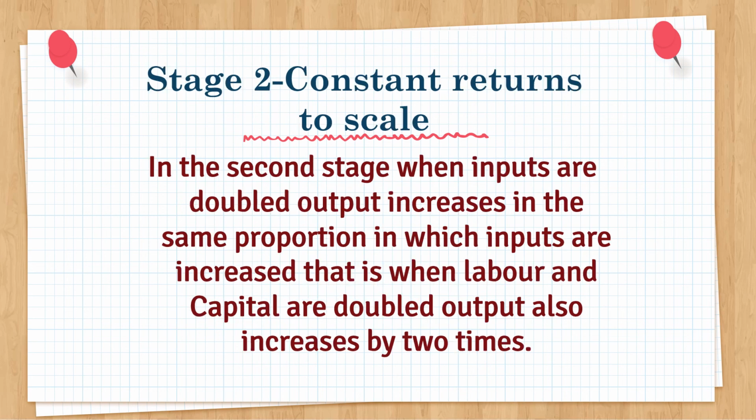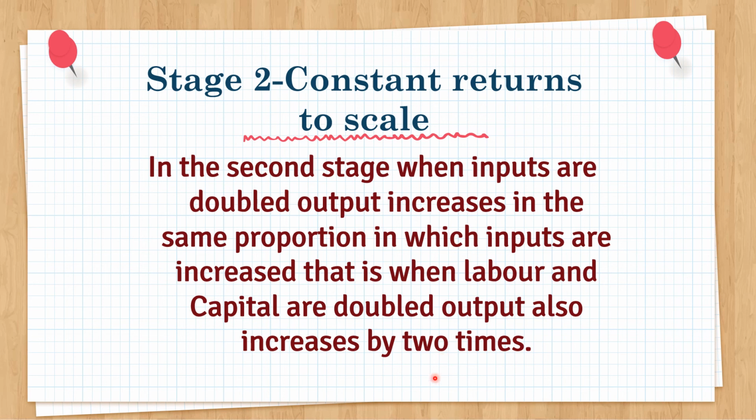The second stage, which is called the stage of constant returns to scale: when the inputs are doubled, the output increases in the same proportion in which the inputs are increased. That is, when labor and capital are doubled, output also increases by 2 times. So we see that there is an equally proportionate increase in output as a result of an increase in input by the same proportion.